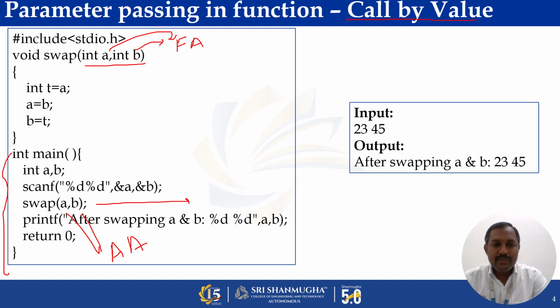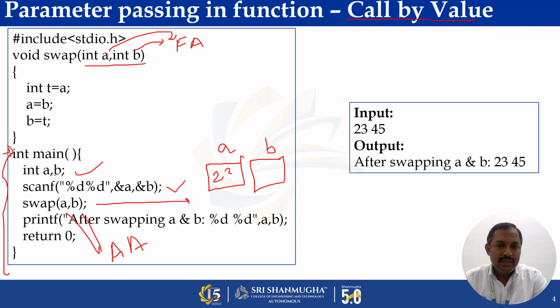Where does the execution begin? The main function is always the execution starting point. Two variables are created, a and b, with the statement int a, b. Next we get input for a and b. Assume 23 and 45 are entered by the user. So within a, 23 is stored, and within b, 45 is stored. The next statement is swap(a, b), so the swap function is going to be called now.